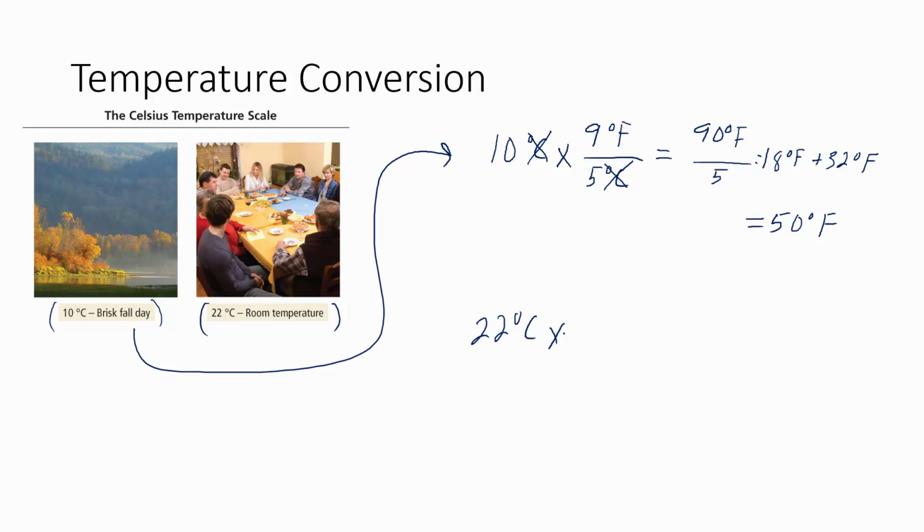Okay, so you've paused it, you've tried it, you've come back. Same procedure. We have 22 times 9. Punch that into the calculator. I'm definitely not doing that in my head. We get 39.6 degrees Fahrenheit, Celsius canceling out. And we add the 32 back into that. And we get 71.6 degrees. Yeah, about room temperature.